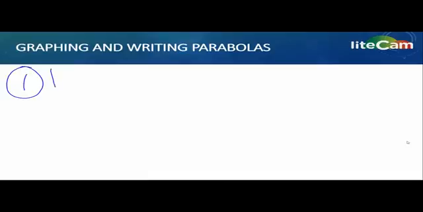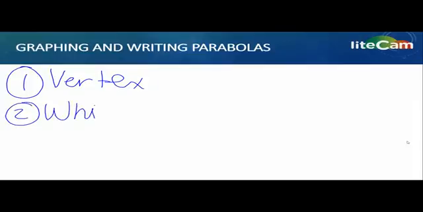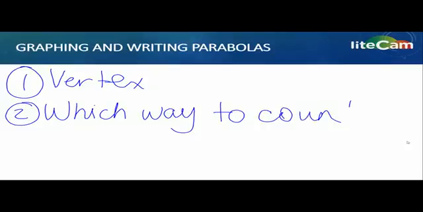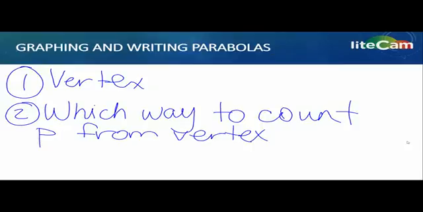Okay, here are some things to remember. Number one, vertex. You've got to know where your vertex is. If it doesn't say, you're going to assume it's (0, 0). Okay, number two, which way to count p. Remember, p will tell you the location of your focus, and you've got to count p from your vertex.